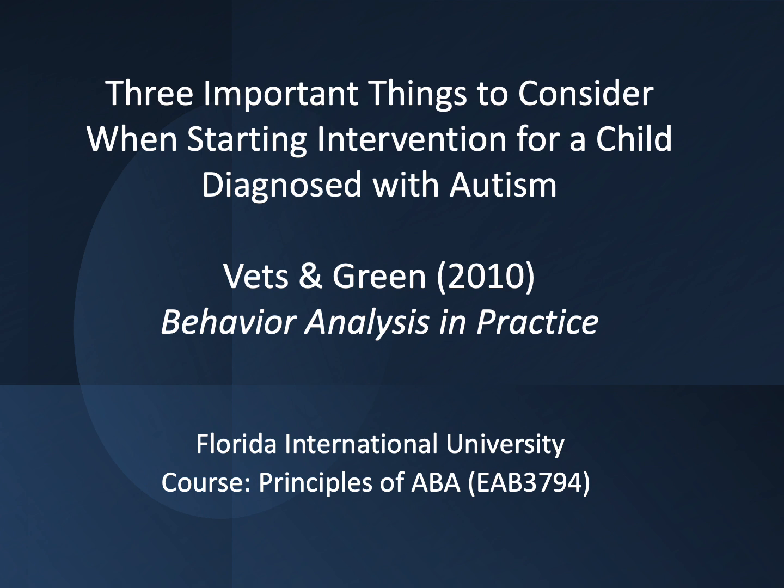So let's get started with the discussion on the article that we are covering today, which is by Vetz and Green. They wrote this in 2010, and the article is titled 3 Important Things to Consider When Starting Intervention for a Child Diagnosed with Autism. Again, as I just mentioned in the previous slide, ABA is not just an autism intervention. So although this specific article is geared towards describing how you would get started when beginning an intervention for a child with autism, I'm making this lecture more general so that it can give you a sense for how we would begin ABA intervention in general, and not just when working with an autistic individual.